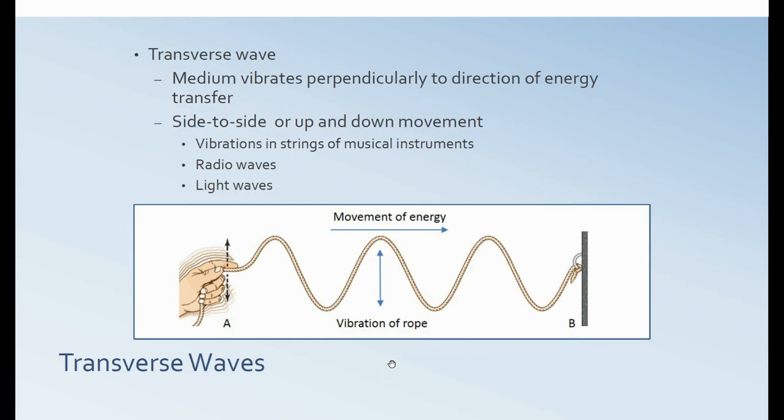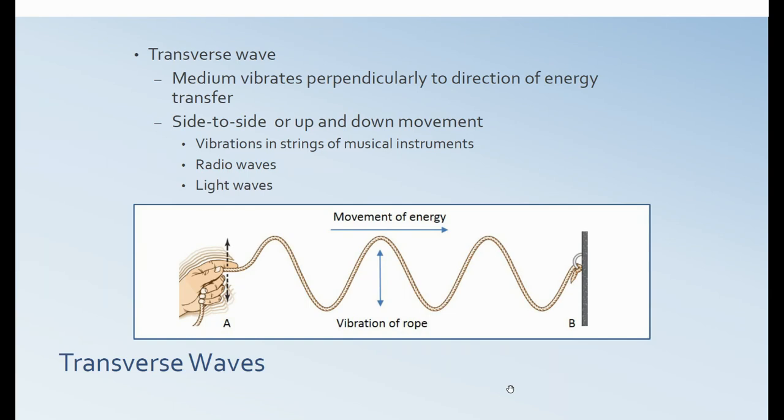So the actual vibration itself is perpendicular to where the energy is moving left to right, because the vibration is going up and down. We can also see this if we shook our hand side to side. Then the vibration would be side to side, but it would still be perpendicular to the movement of the energy going from left to right. And we see this type of transverse wave if you pluck a string on a musical instrument, a guitar or a harp or a violin, you'll see that vibration go from side to side.